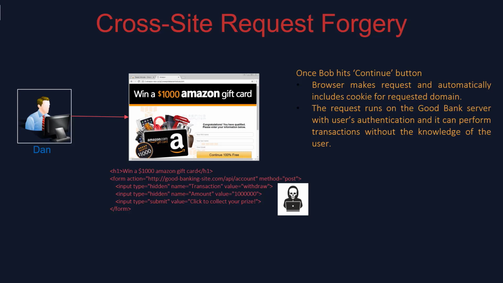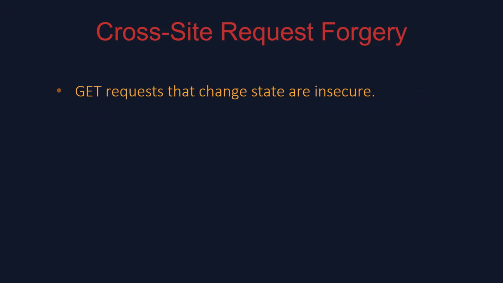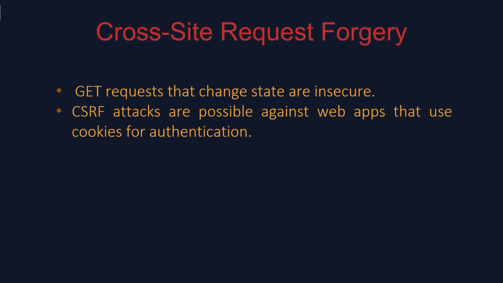Now let's try to understand under what conditions these attacks are more easily exploited. Firstly, GET requests that change state are insecure. A best practice is to never change state on an HTTP GET request. Then, cross-site request forgery attacks are possible against a web application that uses cookies for authentication, because these cookies are stored on the machine, which can be exploited as we saw.